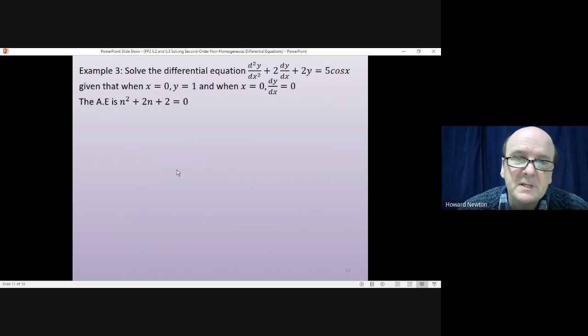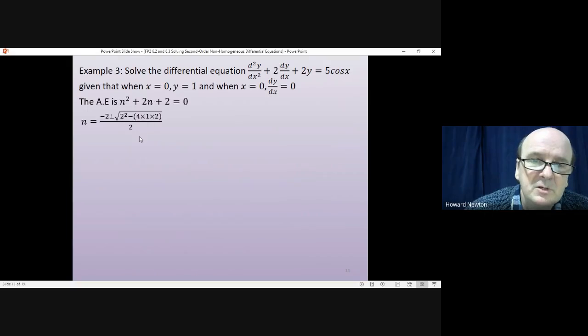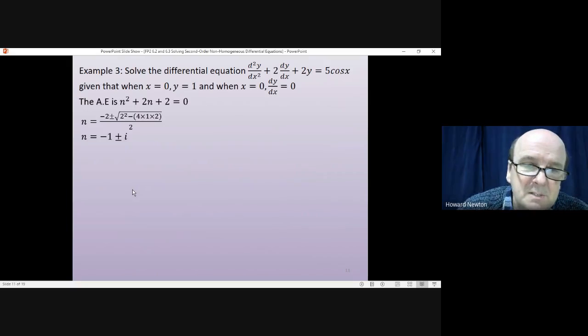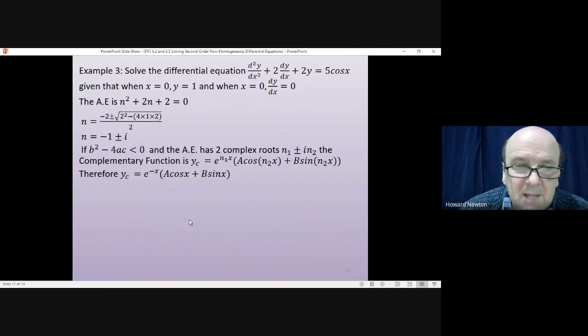Okay, the starting point is the auxiliary equation, n squared plus 2n plus 2 equals 0. Once again, the discriminant is negative. Solving this using the quadratic formula will give us two complex roots, -1 plus or minus i. When we have complex roots, the complementary function has this general form. Substituting in the values for n1 and n2 gives us a complementary function of e to the minus x times a cos 1x plus b sine 1x.